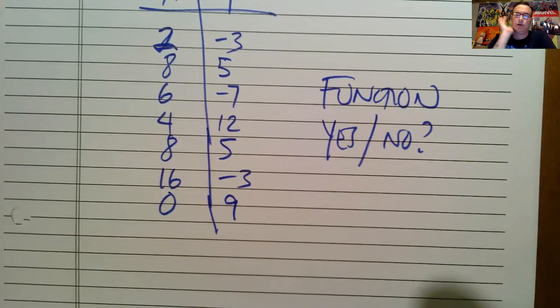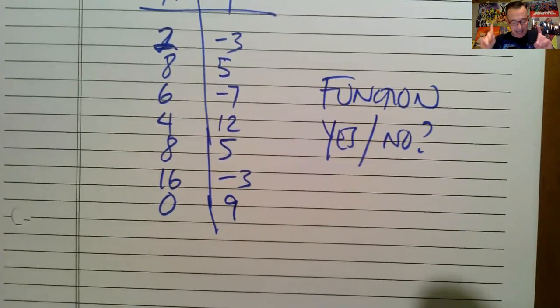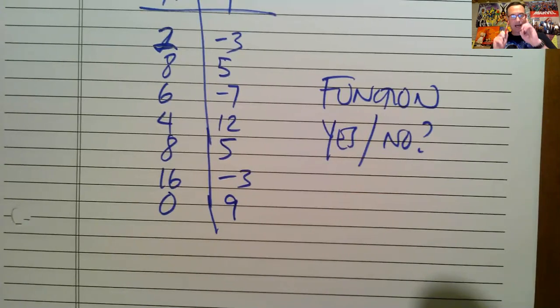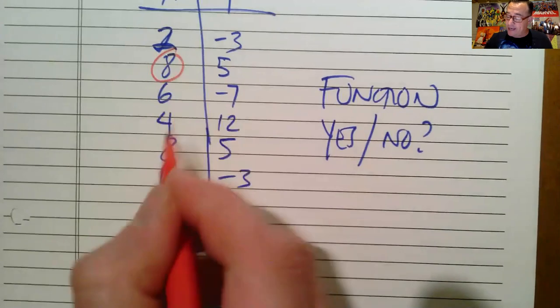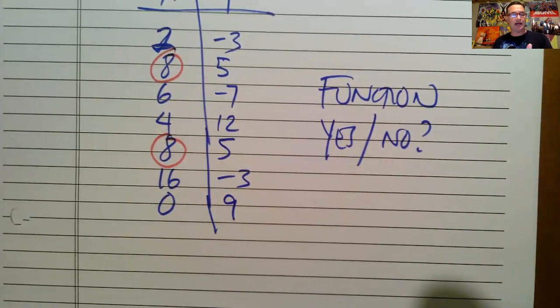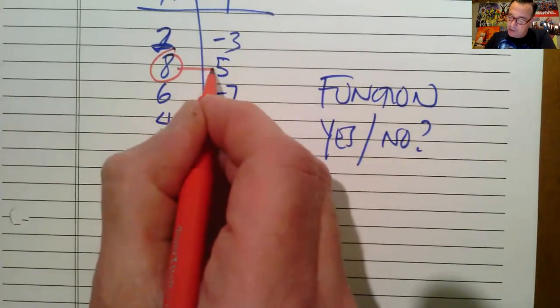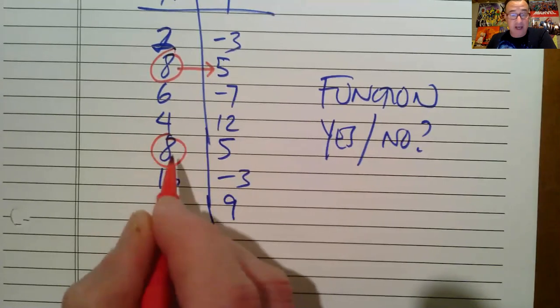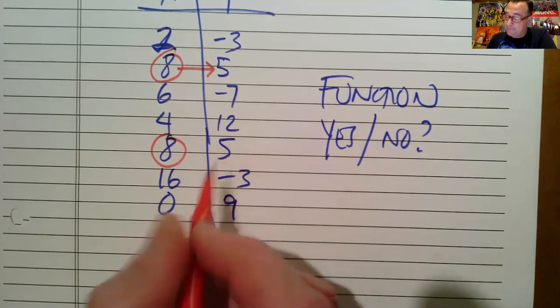And I think what America is saying is that there are two of the same X. Is that right? Both of the eights. I want to show you something about the one trick. Because America, you are right. 8 repeats. What we have to look at is what does 8 go to? Here, 8 goes to 5. And if 8 goes to something else, then it's not a function.